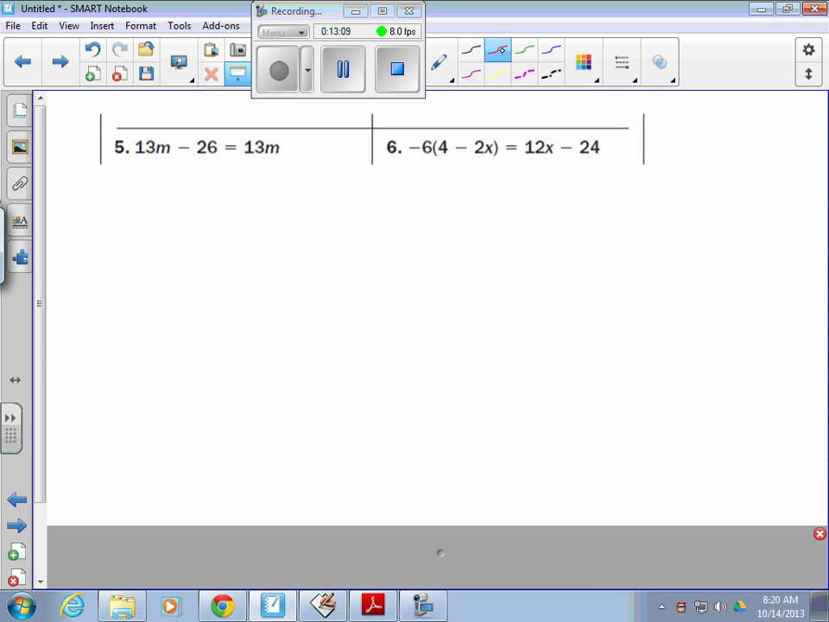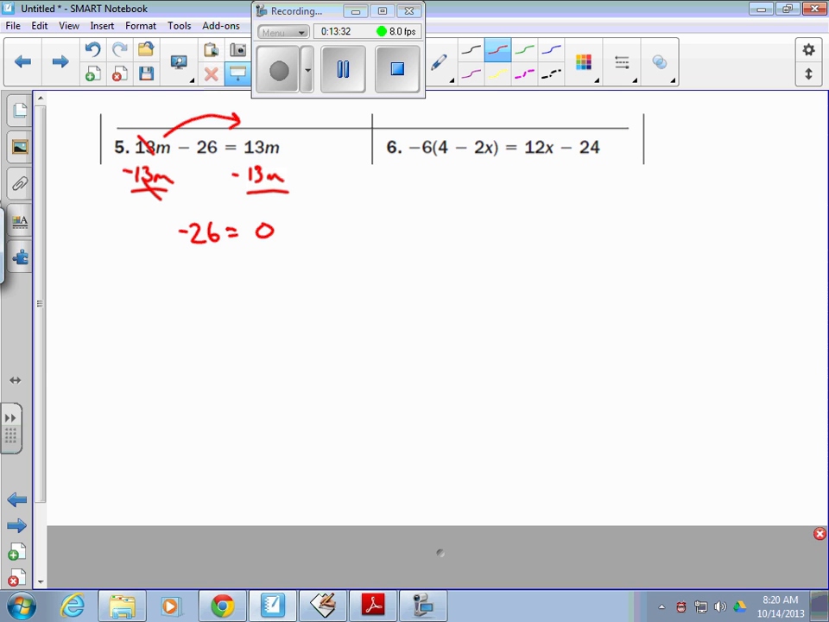Number 5 says 13m minus 26 equals 13m. So we have negative 26 on the left. Let's bring 13m to the right side. It's positive, so subtract it. If you subtract it from the left, subtract 13m from the right. This will cancel and leave you with just negative 26 equals 13m minus 13m equals 0.